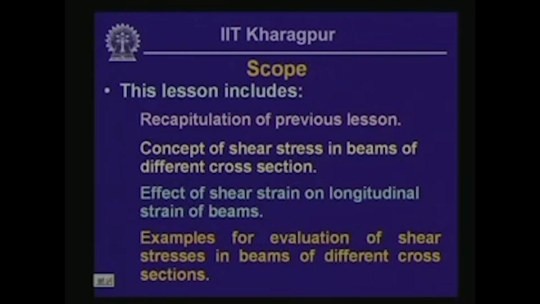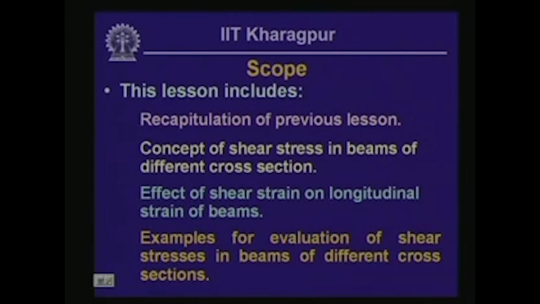Hence, the scope of this particular lesson includes the answering of the questions which we have posed in the previous lesson, and in the process we will recapitulate the aspects which we have discussed in the previous lesson. Also, the concept of shearing stress in beams of different cross section is included in this particular lesson, the effect of shearing strain on longitudinal strain of beams, and this lesson includes the examples for evaluation of shear stresses in beams of different cross sections.